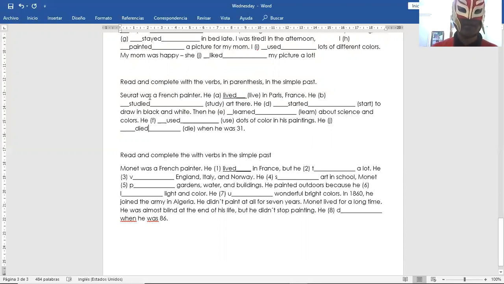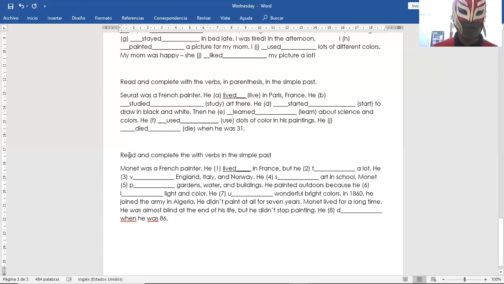Okay, so let's read it one more time. Seurat was a French painter. He lived in Paris, France. He studied art there. He started to draw in black and white. Then he learned about science and colors. He used dots of color in his paintings. He died when he was 31.